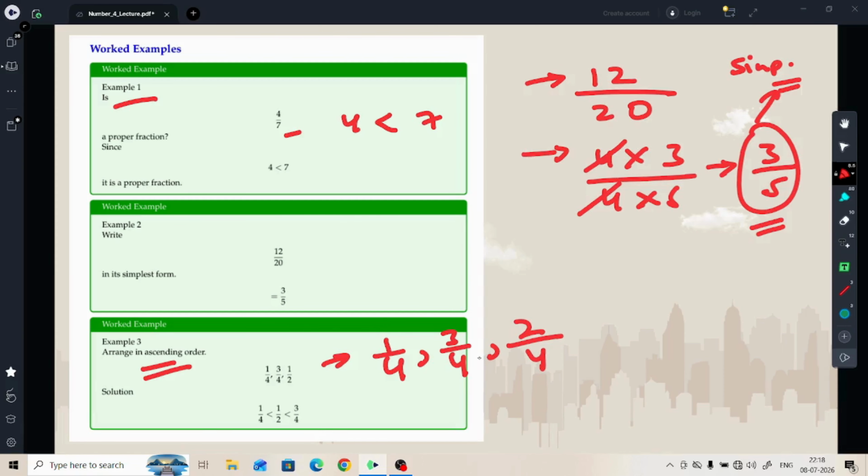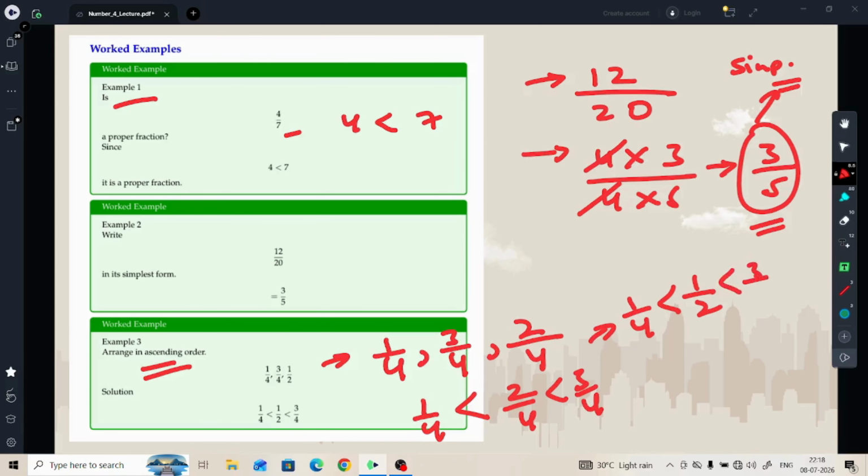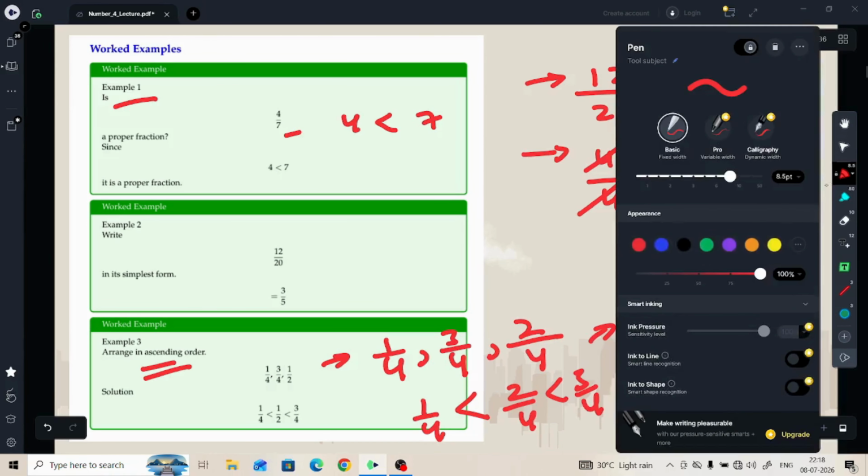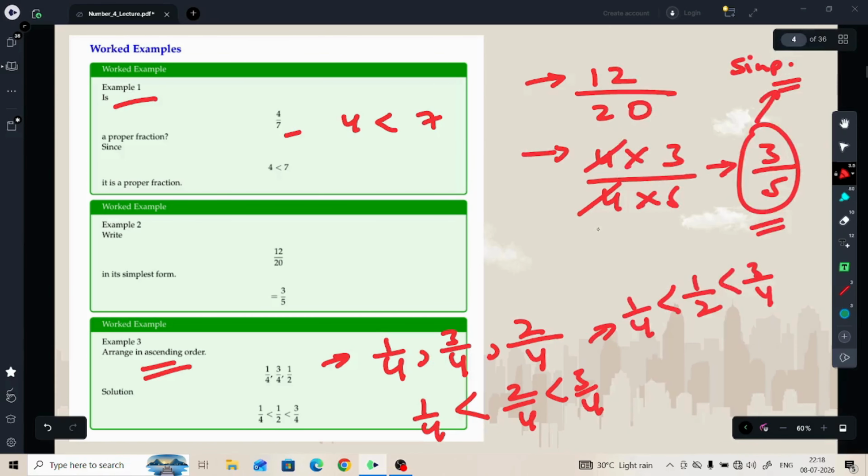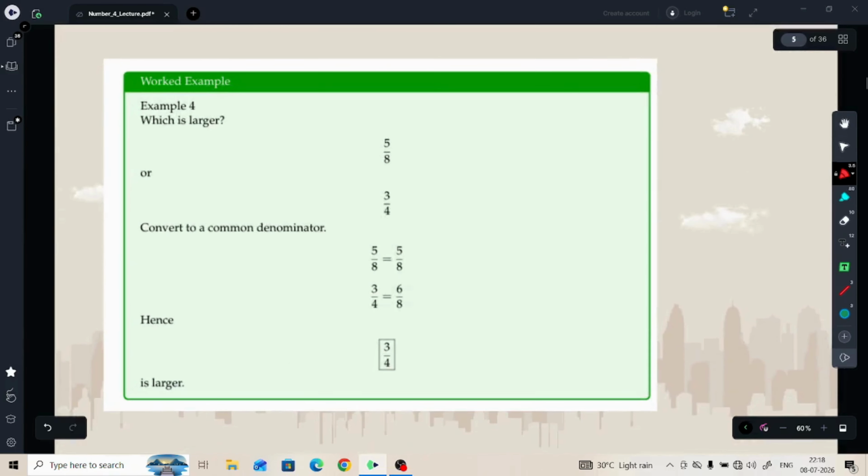Now we can see that if we arrange it up, 1 by 4 is less than 2 by 4 is less than 3 by 4. So in this case, we can write that 1 by 4 is less than 1 by 2 is less than 3 by 4. Like that, we can write up the things. It's as simple as that. Okay, I think you may have understood this before.